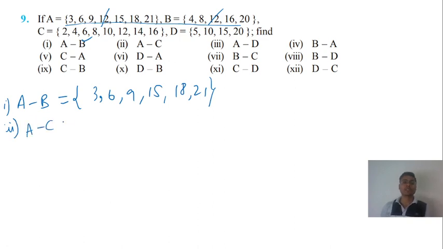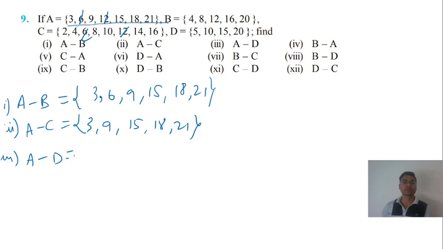They are saying A minus C. Now we will have to remove all the elements of C from A. Okay, 2 not there, 4 not there, 6 yes there, 8 not there, 10 not there, 12 yes there, and none other. So we will write all the elements of A after removing all the elements of C that are present there. Okay, so 3, 9, 15, 18 and 21.